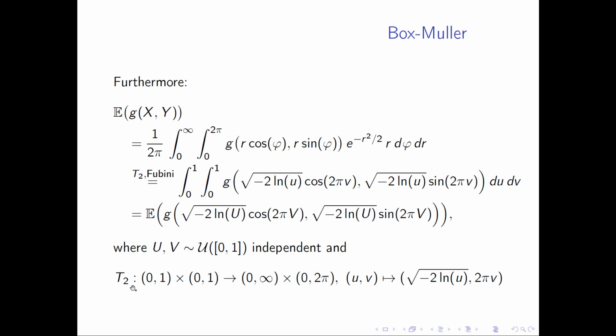But what's T2? T2 maps from 0, 1, 0, 1 to 0 infinity, 0 to 2 pi, and u is mapped onto the square root of minus 2 ln u, and v is mapped onto 2 pi v. So in the second coordinate we have phi ranging between 0 and 2 pi, and if we have the 2 pi here and 2 pi here, we can go from 0 to 1. Okay, that's the easy part.